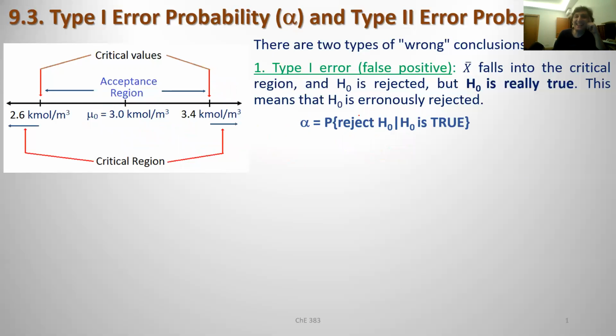Yeah, this is actually equal to, let's first concentrate on the right-hand side. It is given that H0 is true, it is the probability of rejecting H0. Now, what does that mean?